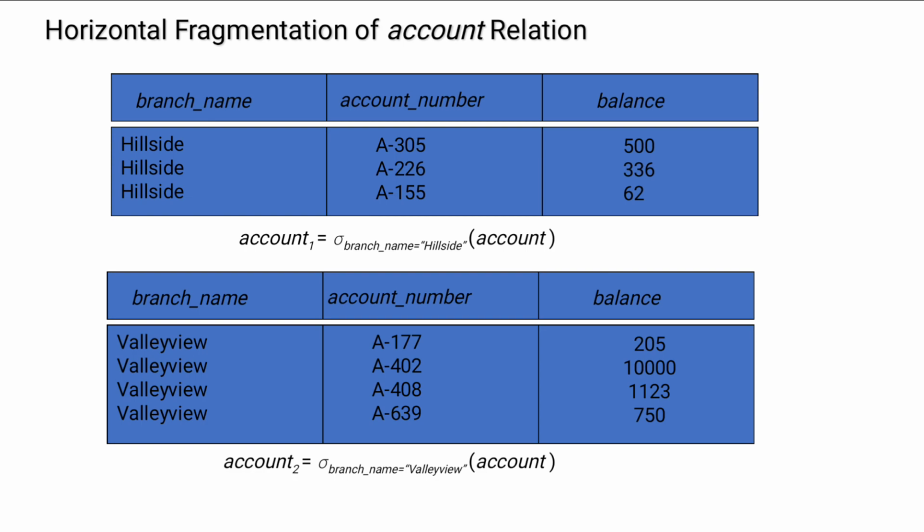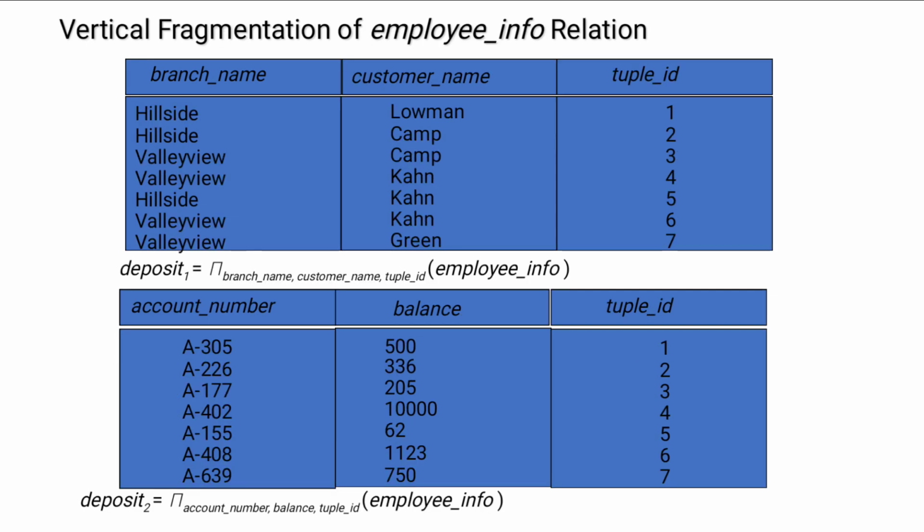For horizontal fragmentation, row wise, we are going to use the select operation on branch name of account. In the account query, select branch name equal to the value of account. In vertical fragmentation, schema wise we have to maintain the fragmentation. For that we are going to use the project of branch name, customer name, tuple id of employee information. Here also deposit is equal to project of account number, balance, tuple id of record information.